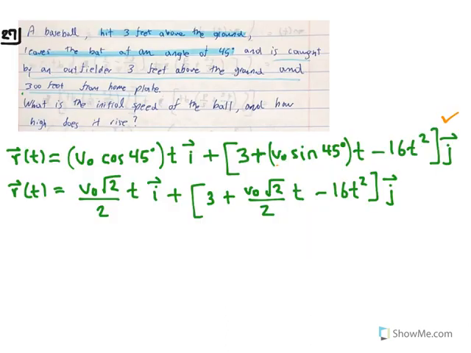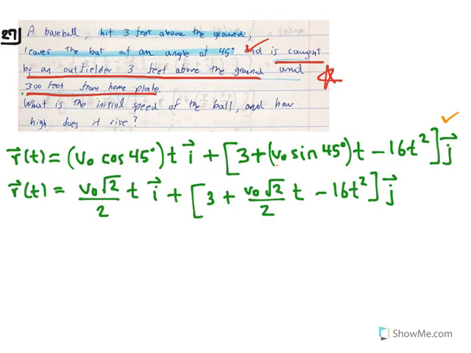The given information we have is this. A baseball hit 3 feet above the ground leaves the bat at an angle of 45 degrees. We've already used that. But the given information that we want to focus on now is this. This baseball is caught by an outfielder 3 feet above the ground and 300 feet from home plate. So somehow we need to use that to write a system of equations that would allow us to solve for the initial speed at which the baseball was launched.